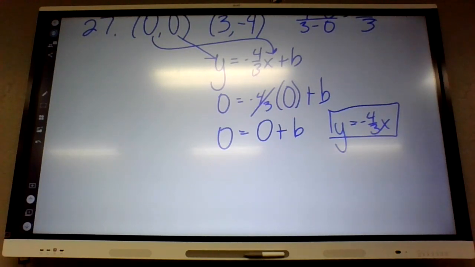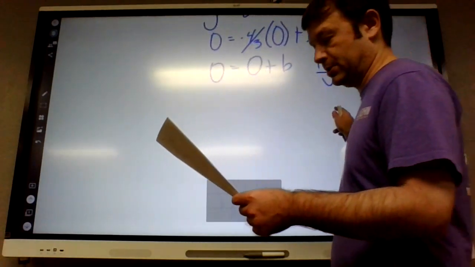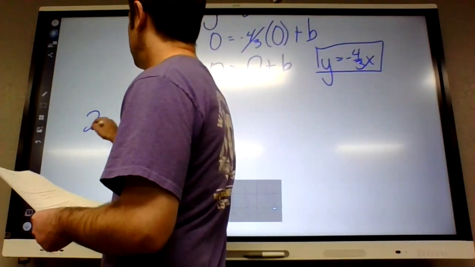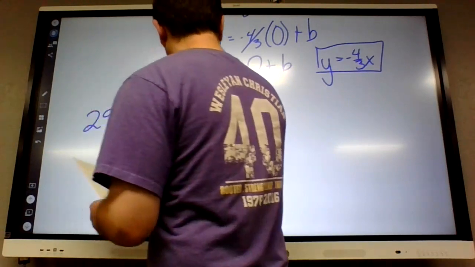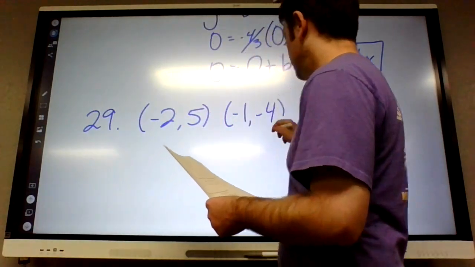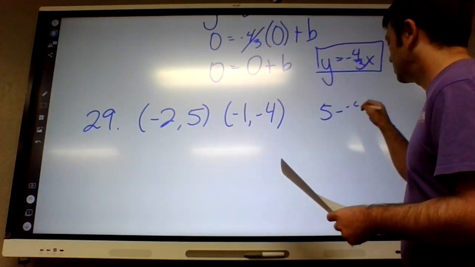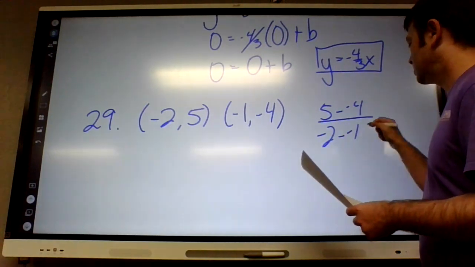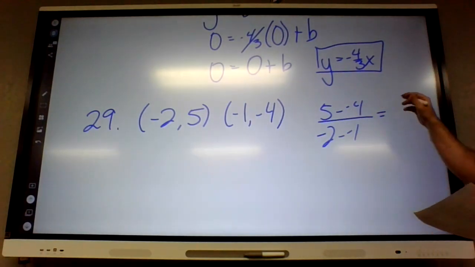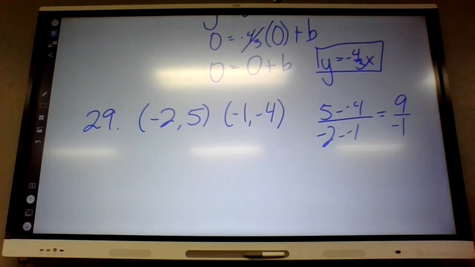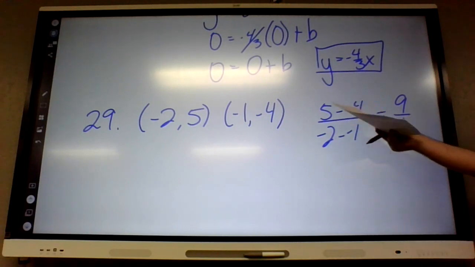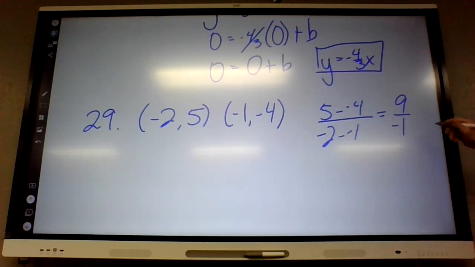Alright, one more of these. 29. Alright, Mallory, do you remember what the first step was? 5 minus -4, and then -2 minus -4. Correct. So that would be 9. And then -1. Be careful on those. I know with all those minuses, it's kind of easy to get confused, but yeah. So the slope is -9.